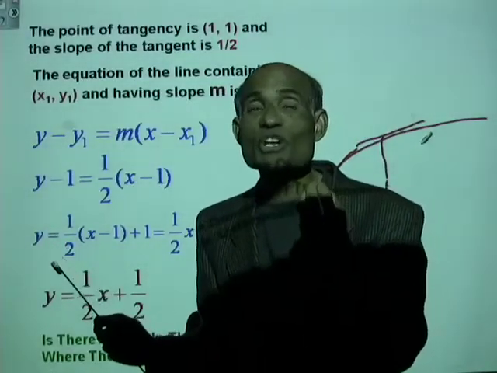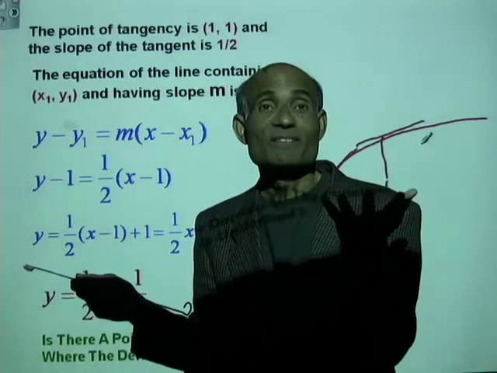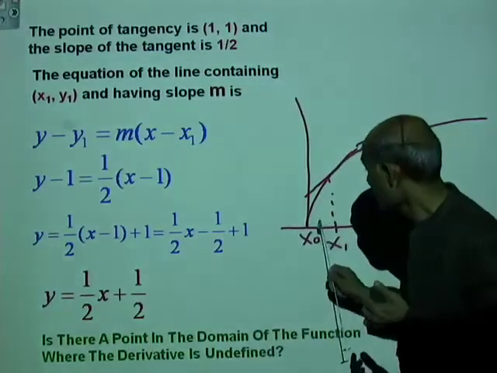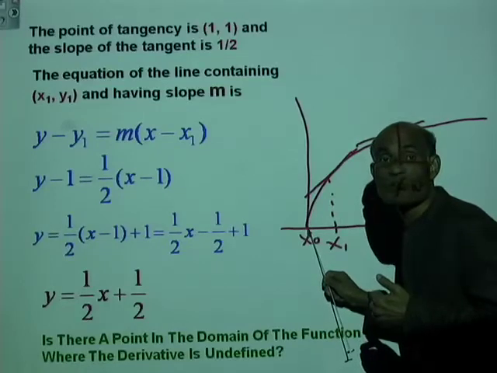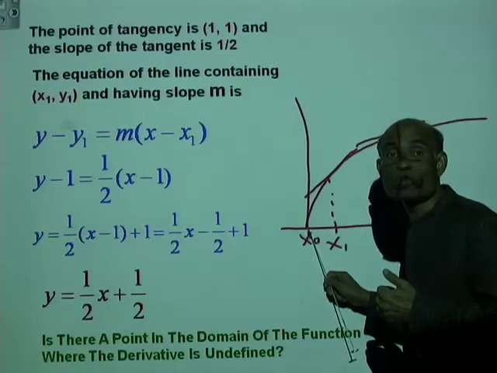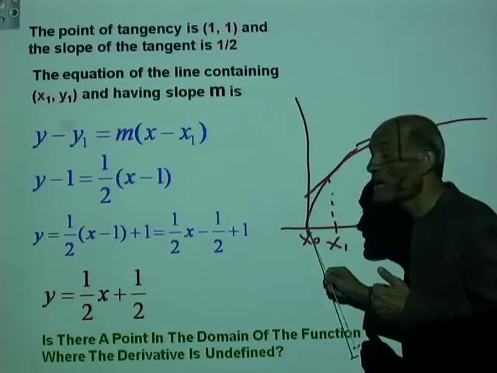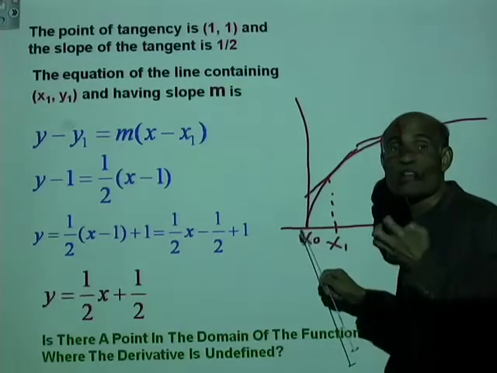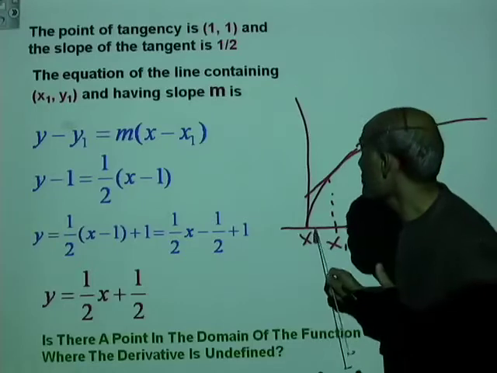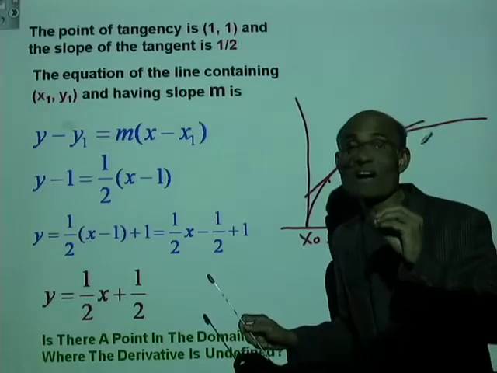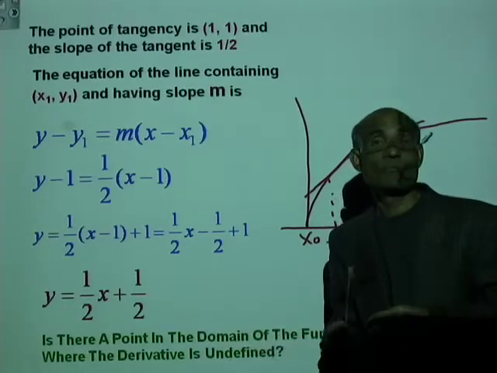The slope of a vertical line is undefined. Is that right? Therefore, the slope of the graph of y equal to square root of x at x equal to 0 is a vertical line. That means the derivative of this function is not defined at x equal to 0.